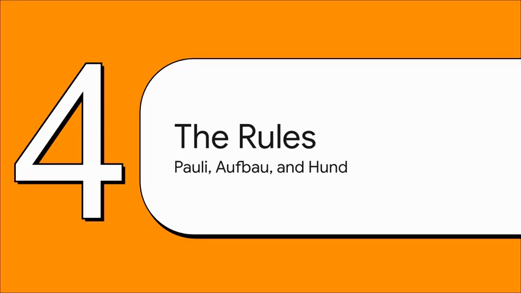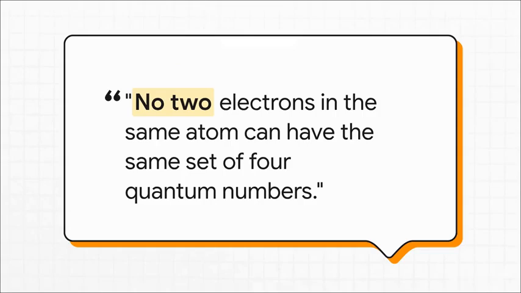But atoms don't just fill these addresses randomly. Oh no. There are strict zoning laws that every single electron has to follow. Let's dig into the 3 big ones. The most important rule of all is the Pauli exclusion principle. It's so simple, but so profound. No 2 electrons in the same atom can have the exact same address. All 4 quantum numbers can't match. This isn't a suggestion, it's a fundamental law of quantum mechanics. It's literally what keeps matter from collapsing in on itself and guarantees every electron gets its own unique space.